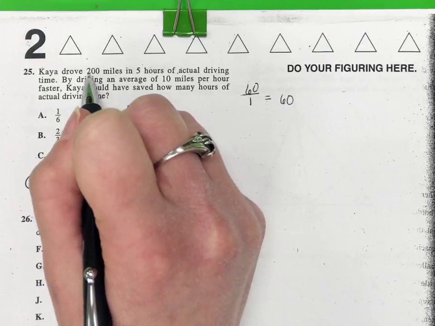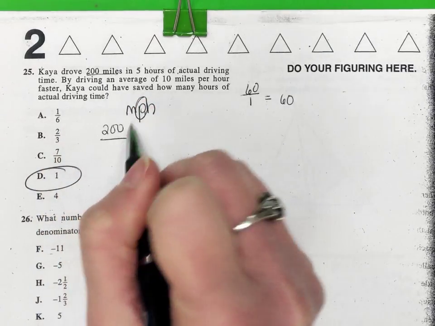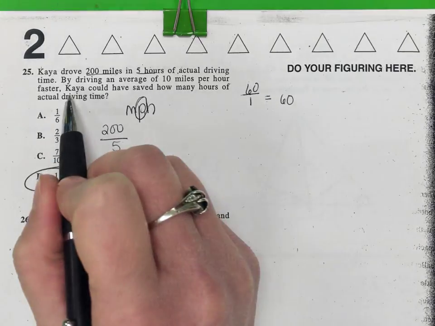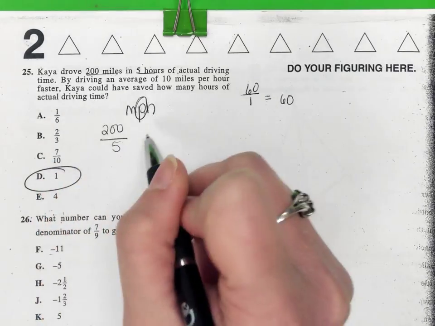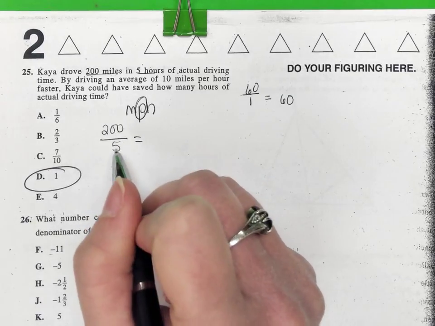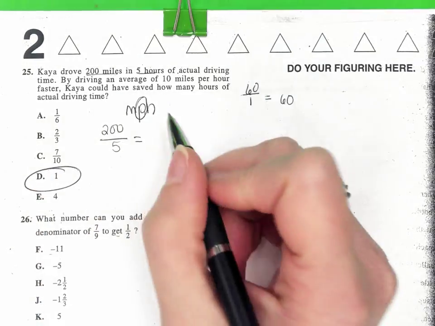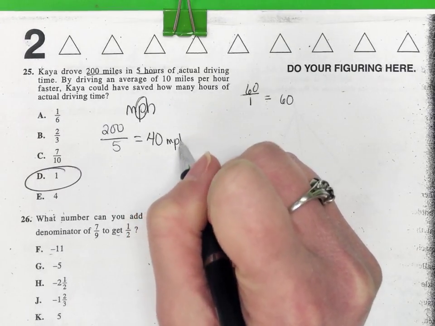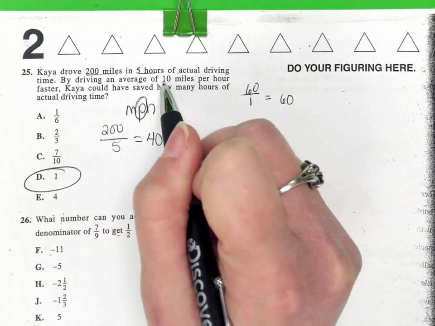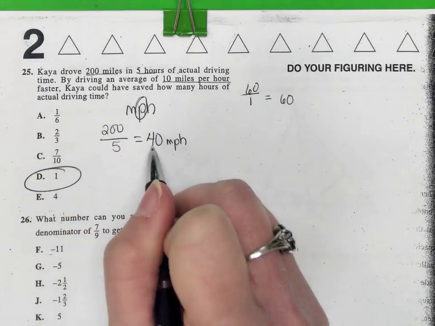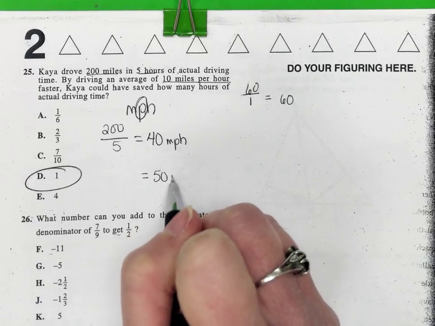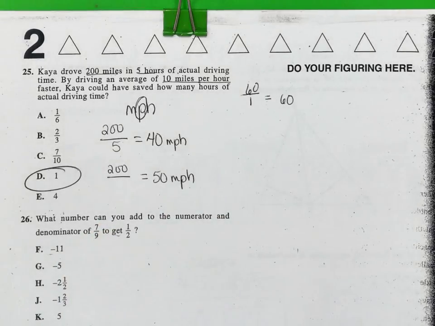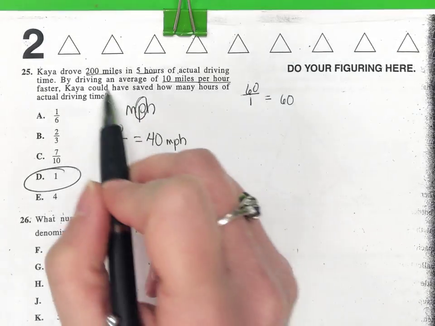This one, she's going to drive 200 miles in 5 hours. So what's 200 divided by 5? 40. So how many miles per hour was she driving? She was driving 40 miles per hour. And how much faster did they want her to go? 10 miles per hour faster. So how much would that be? 50 miles per hour. And you still have to travel the same distance, right?